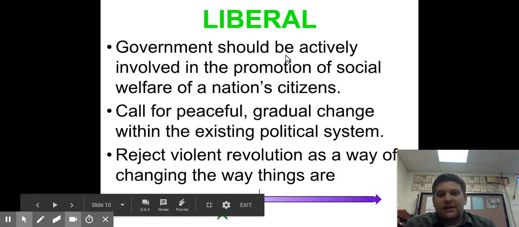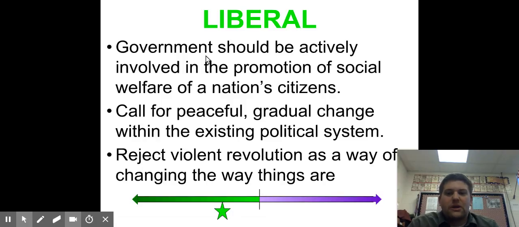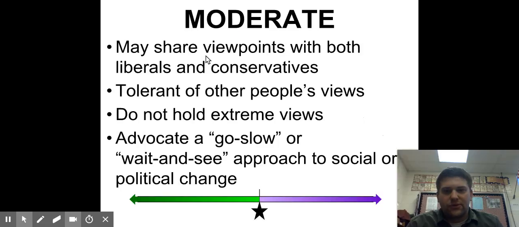So lastly, this first point: government should be actively involved in the promotion of social welfare of the nation's citizens. So it is the role of government, a liberal would say, to get involved in social problems and make things more equitable for people as a whole.